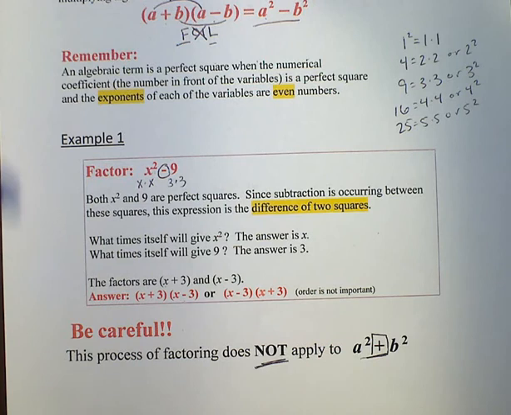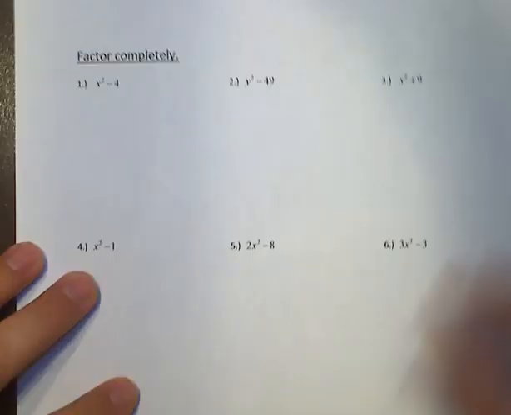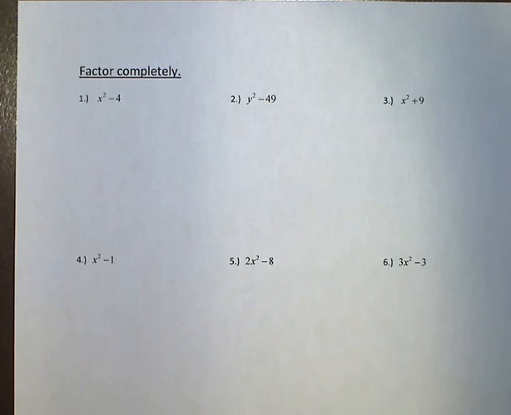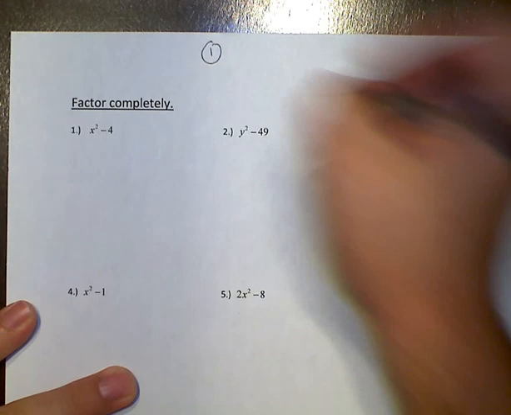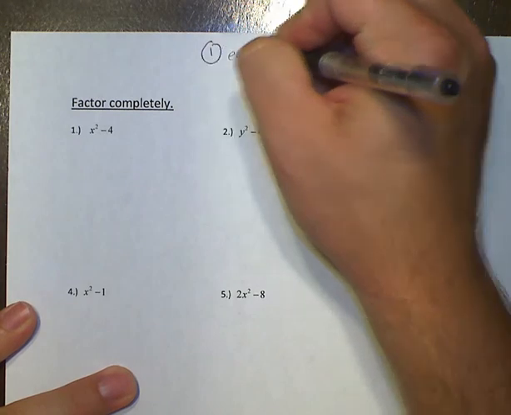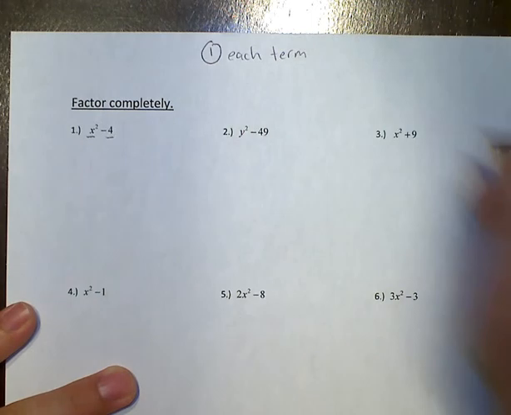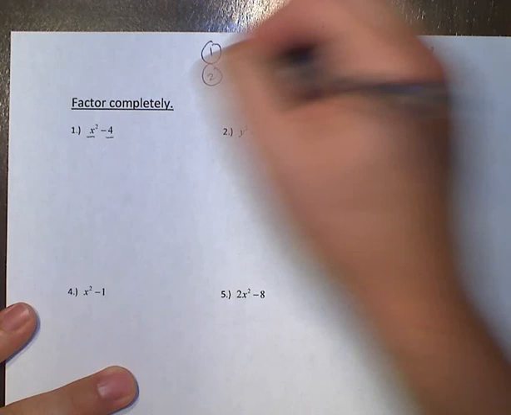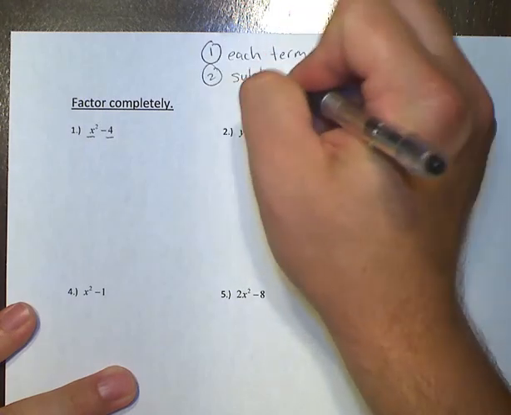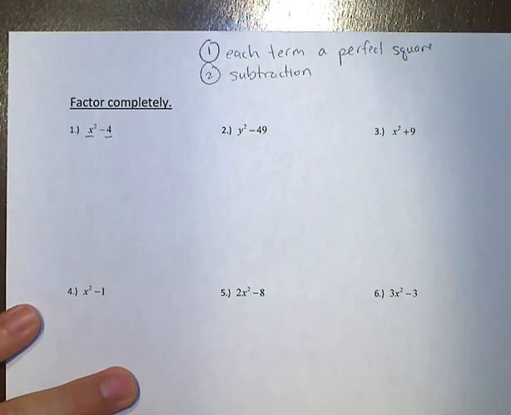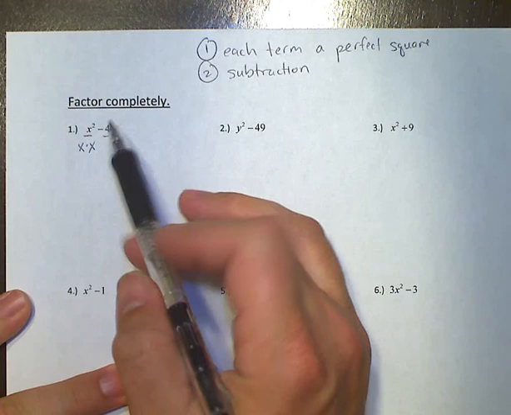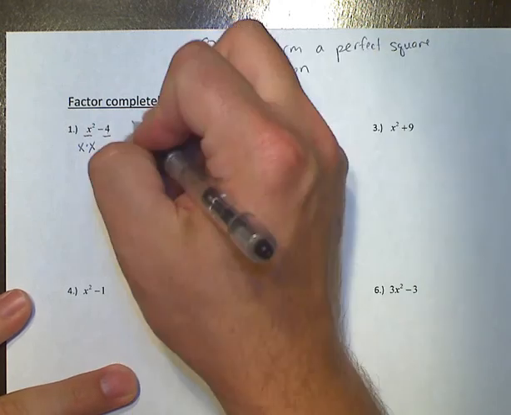Okay, let's look at some examples. So let's go to the second page. I want to look at these. It says factor completely x squared plus negative 4. The two things that I want to look for are: 1, is each term a perfect square? Remember these are terms. And 2, is it subtraction? First, is this a perfect square? Is that an even exponent? Yes, right? This is x times x. What times itself gives me 4, or what is the square root of 4? That's 2 times 2.